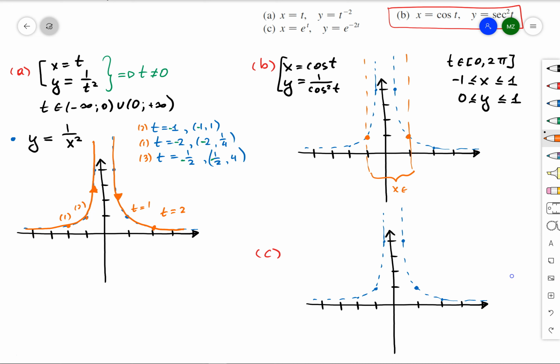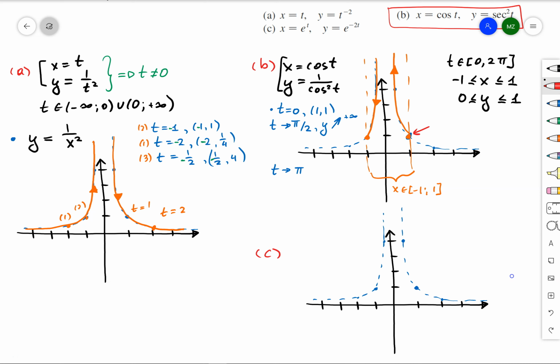And then we just need to take some points of t and see what our initial point is, what our ending point is, and how our graph is going to go when t changes between 0 and 2 pi. So when t is equal to 0, I'm going to get (1, 1). And if t approaches pi over 2, then cosine of t approaches 0. But since I'm dividing by cosine squared of t for y, then y is going to approach positive infinity. So that's why I'm going to cover the right branch of my function.